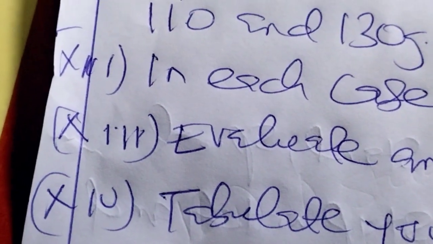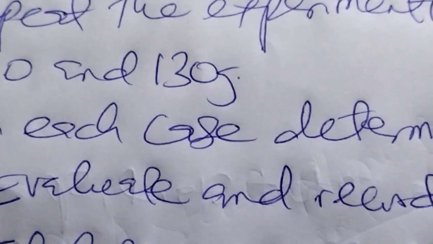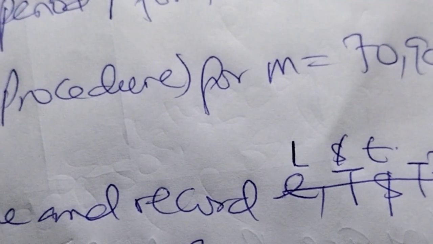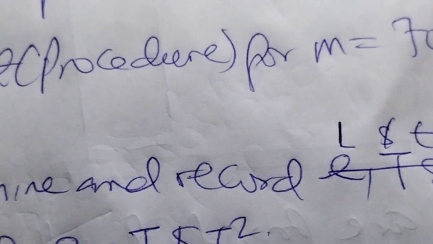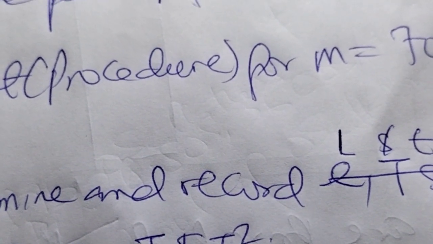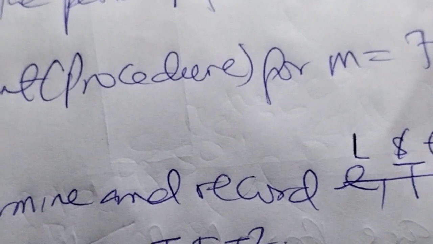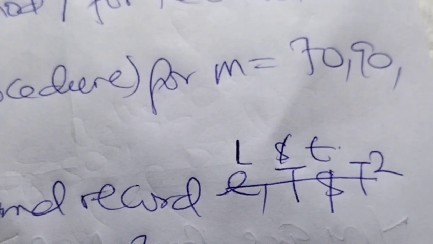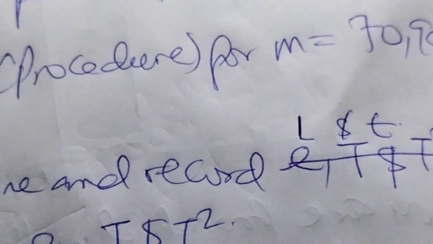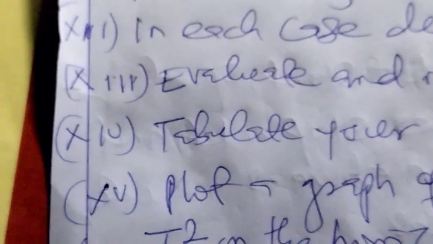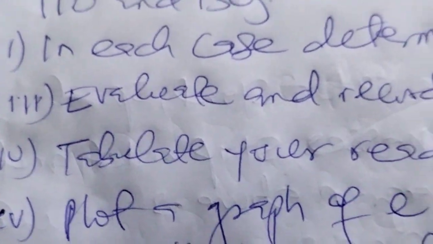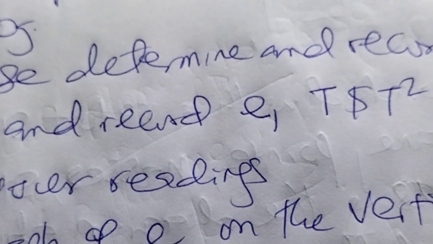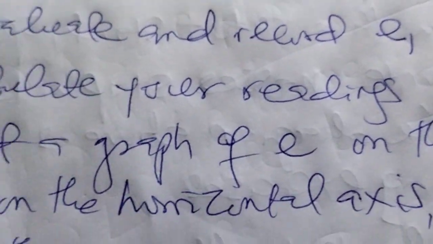Then 12, in each case, determine and record L and T. L is the new length when the mass is hanging on the mass hanger, a mass of 50 gram, mass of 70 gram, mass of 90 gram, mass of 110 and 130. That's what L stands for. And then t, small t, is the time for 10 complete oscillations of each of the masses. Then 13, evaluate and record small e, the extension, capital T, the period, and then period squared.